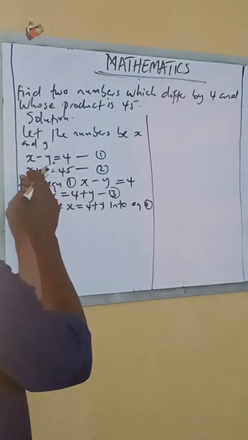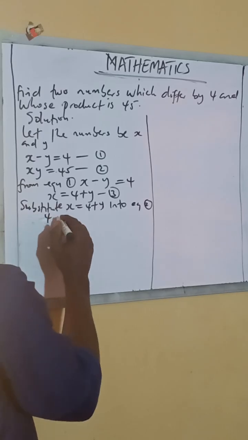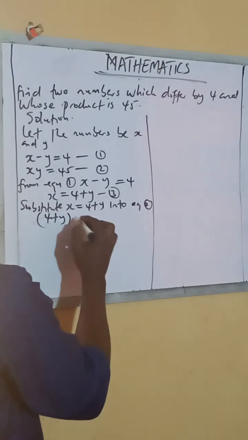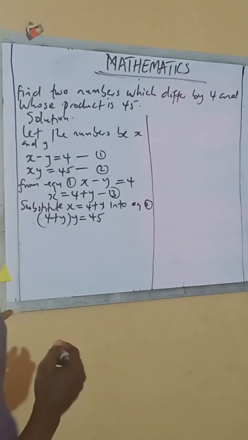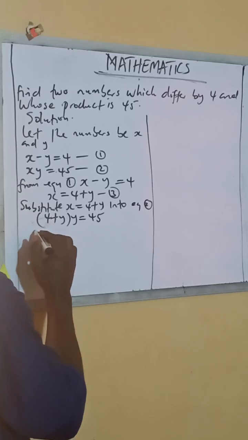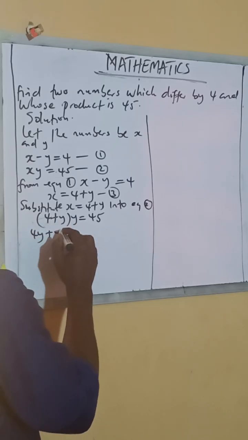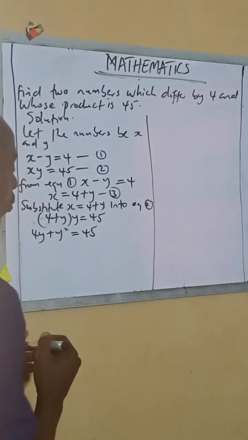Remember, we see X here, so we get 4 plus Y in bracket, and Y. We don't know Y yet, so leave it like that. Then we open the bracket. 4 times Y gives us 4Y, and Y times Y gives Y squared, so 4Y plus Y squared equals 45.